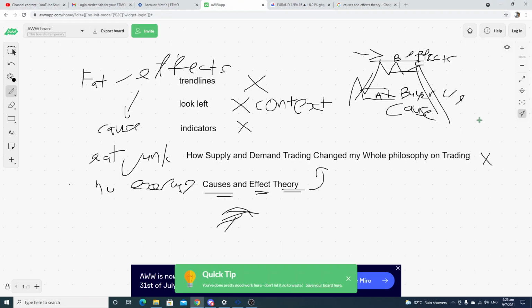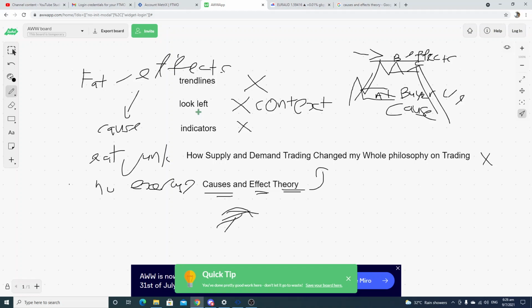Okay, let's just go back to the topic. First of all, I want to share with you in this video why I don't use trend lines, and then the look left theory. Why certain times you have to look at context and look left. Because if you look left all the way, that means you are only looking at one side of the market. I will explain to you later.